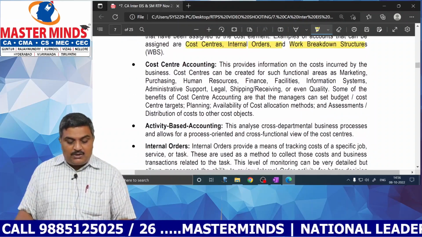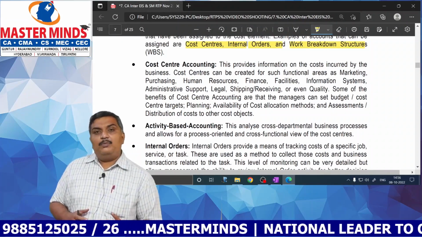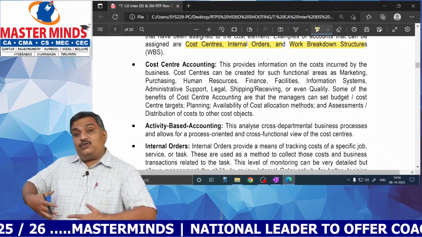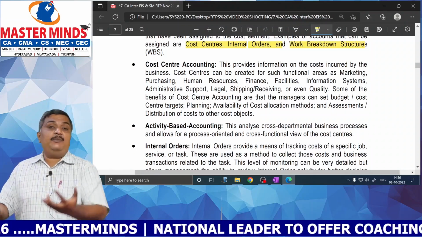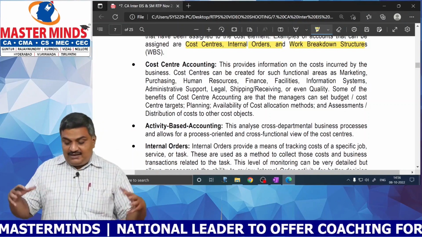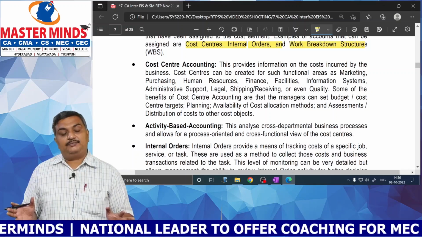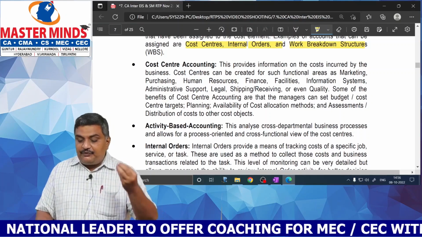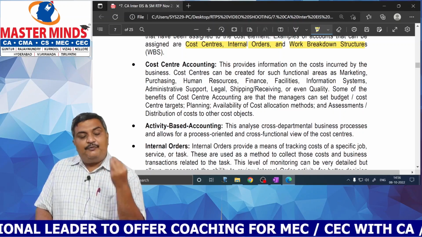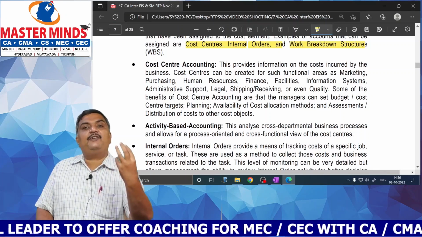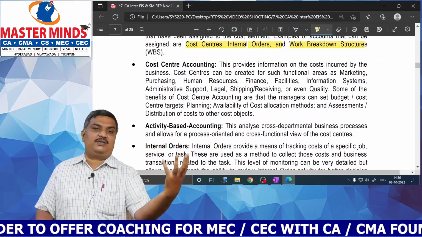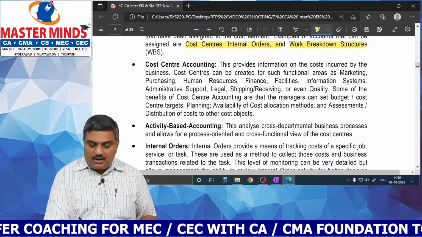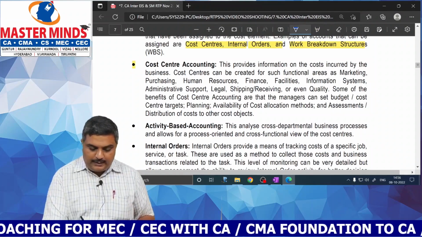And the next one, cost center accounting. You know, what will be the cost of hiring an employee? What will be the cost of firing an employee? What will be the cost of procuring goods? Like this you need to check. Okay, so that is called cost center accounting. That means different cost centers, different costs that are incurred for business for different activities. Those are called cost centers. So basing on that, you need to analyze. That is called cost center accounting.